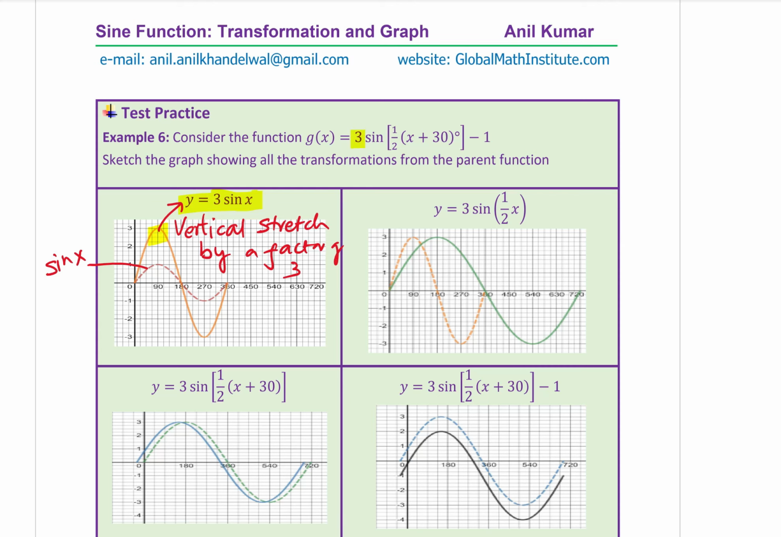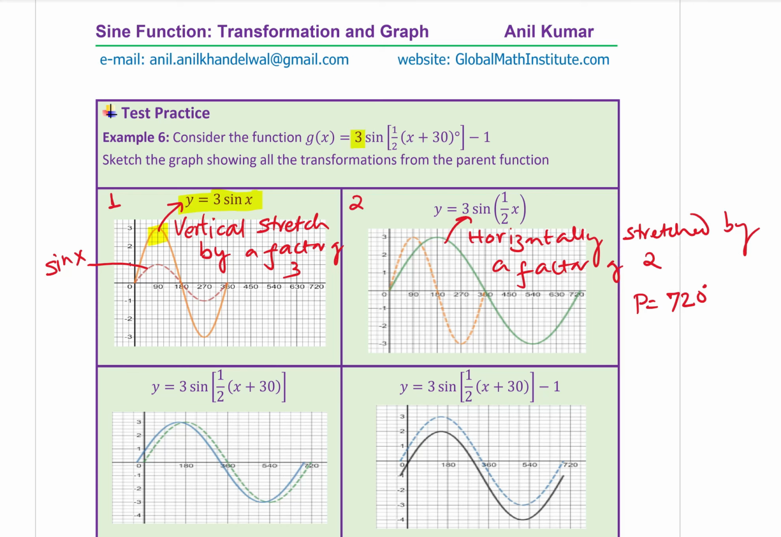Now we will take care. So first you begin with the vertical stretch or vertical reflections. In this case, we have only vertical stretch. The second stage, look into the period. Now it is half of x. That means the horizontally stretched by a factor of, in this case, 2. So the period changes and becomes 720 degrees. 360 times 2 as explained earlier. So the graph in green indicates this particular transformation.